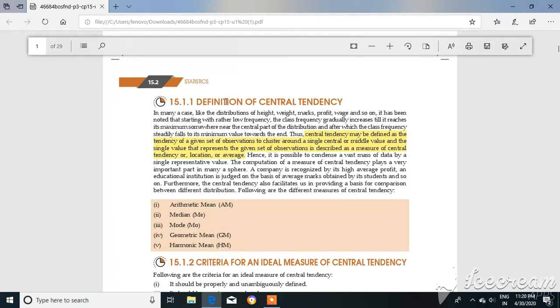So now come to the definition of central tendency. The central tendency may be defined as the tendency of given set of observation to cluster around single central or middle value, and the single value that represents the given set of observation is described as measure of central tendency or location or average.